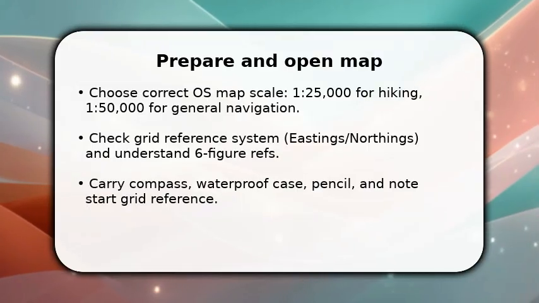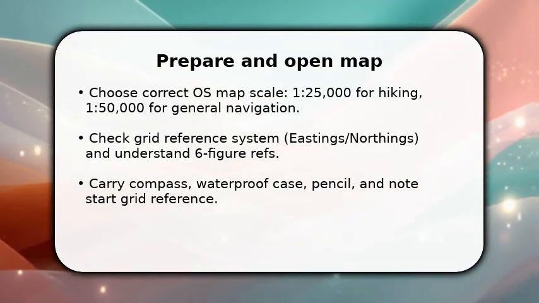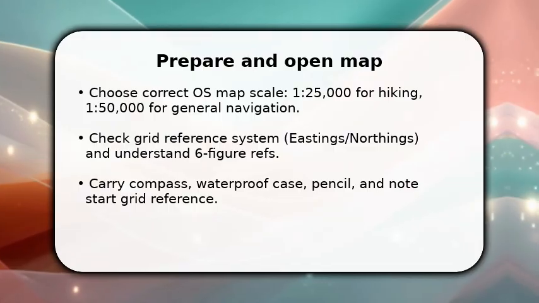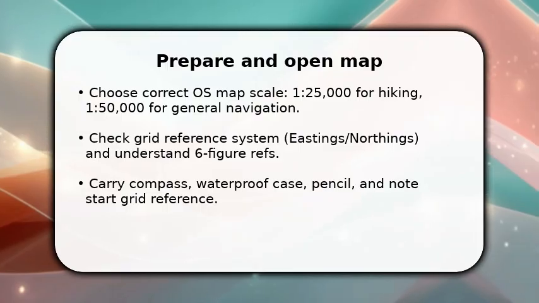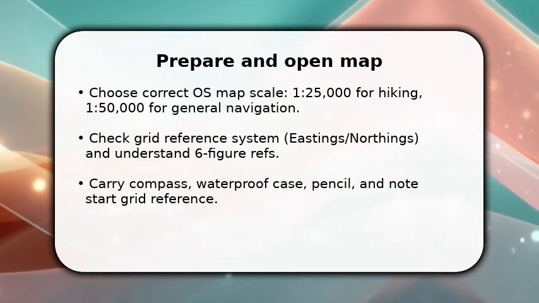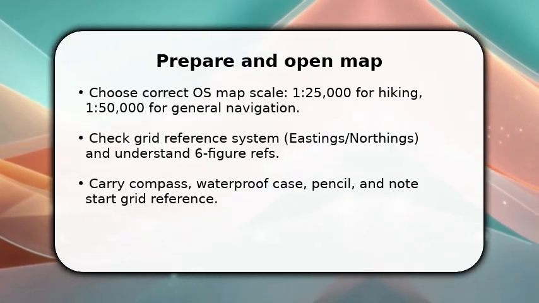You start by grabbing the right OS map and placing it flat. This matters because scale and grid affect every decision. Once done, identify the grid lines and the map's legend so you know symbols at a glance. Make sure to note your start grid reference and orient the map to north with your compass.